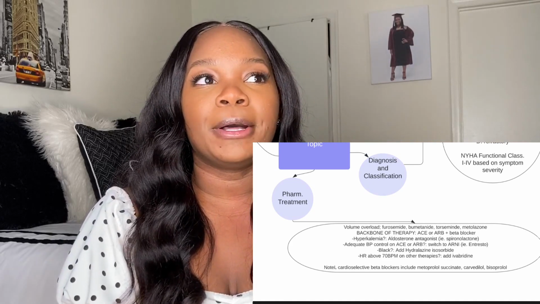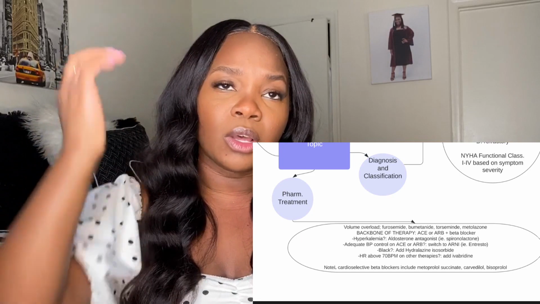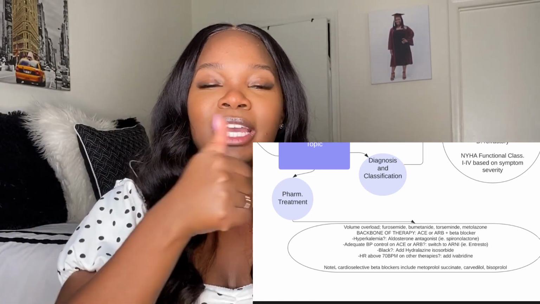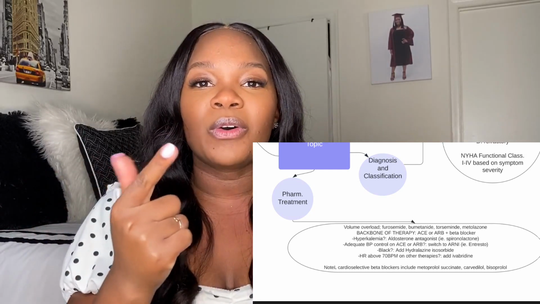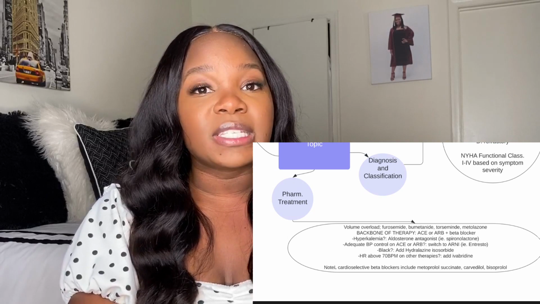It's also important to know cardioselective beta blockers, or beta blockers that have an impact on your heart. So with these patients, you can be on metoprolol succinate. So I think succinate is for swelling. You can be on bisoprolol or carvedilol. And these are basically the cardioselective beta blockers for these patients.